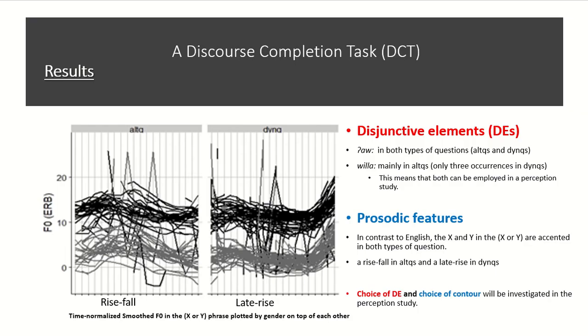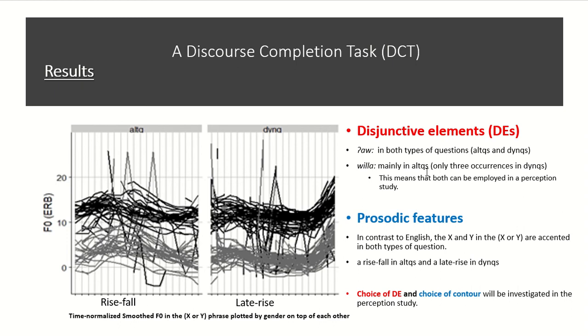The results, in terms of the disjunctive elements: أو was used in both types of questions. ولا was mainly used in alternative questions, with only 3 occurrences in disjunctive yes-no questions. This means that both disjunctive elements can be used in a perception study, though willa was more common in alternative questions than in disjunctive yes-no questions.